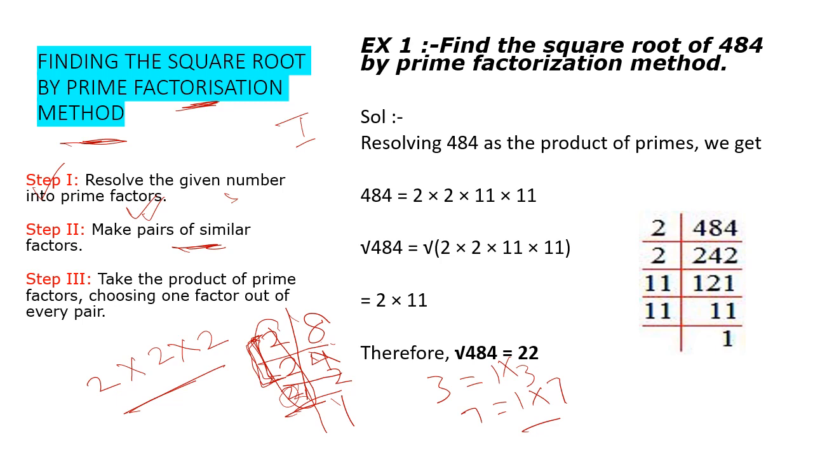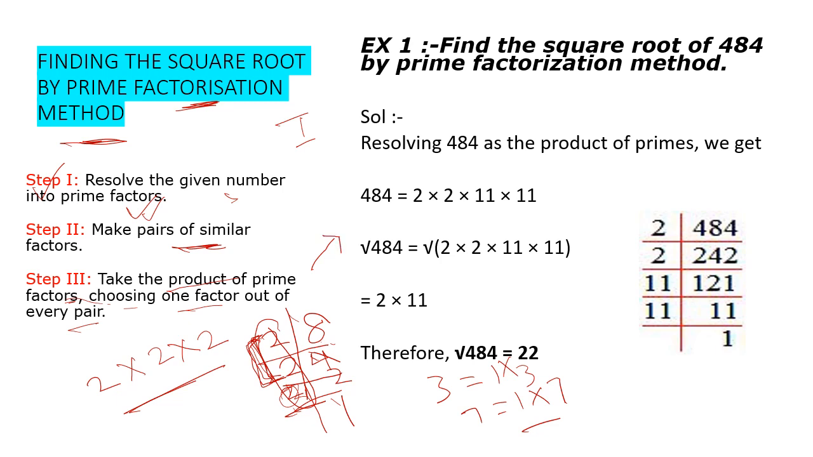Then it says: take the product of the prime factors, choosing one factor out of every pair. Whatever the pair is, you have to choose only one number out of that pair, write down that one number below that step, and then multiply those prime factors which have been taken out. So let us understand these steps in a more elaborate way.